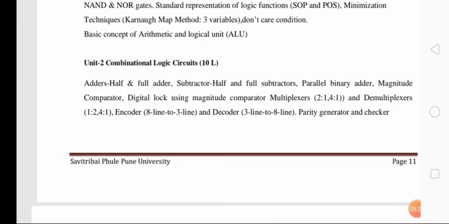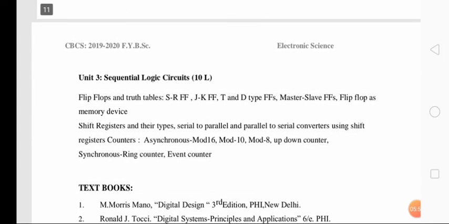That means by using different logic circuits, you can build an adder. An adder is a device which can add two numbers or three numbers, and a subtractor can subtract numbers. That type of addition and subtraction is possible by using logic gates, which you are going to study in Unit 2. Unit 3 is what?